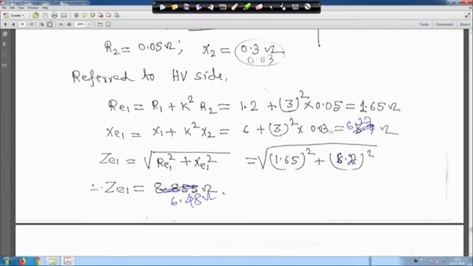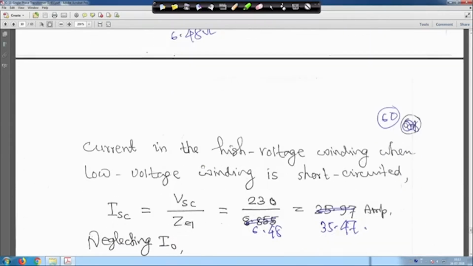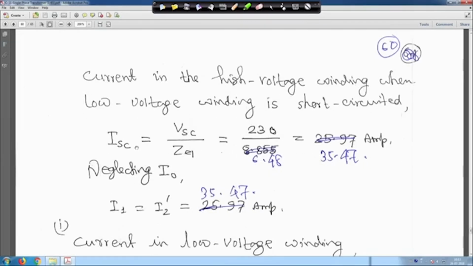So, all corrections have been made. So, 6.27 ohm, right. So, impedance is equal to root over RE1 square plus XE1 square. So, it is becoming 6.48 ohm, right. Now, the current in the high voltage winding, where the low voltage winding is short circuited, that means the short circuit current ISC is equal to VSC upon ZE1. It is given 230 volt divided by 6.48. So, it is 35.47 ampere.